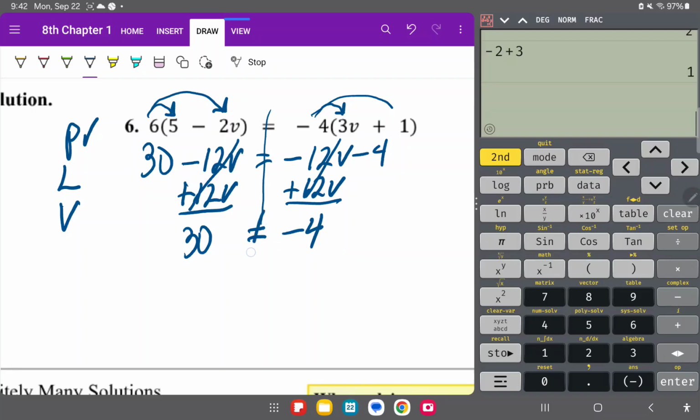And that is definitely not equal. So the answer is no solution. Okay. Good, good, good.